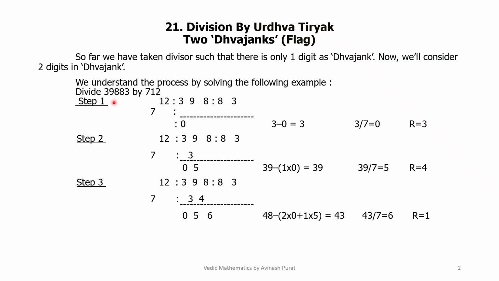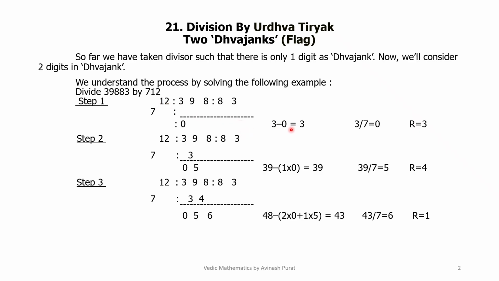Divide 39883 by 712. Step 1. 7 is written down, 12 is diagonally opposite on the upper side, and 398.83 is the dividend. Two digits, 83, are taken in the decimal as remainder, as Dhvajanka has two digits, 12.